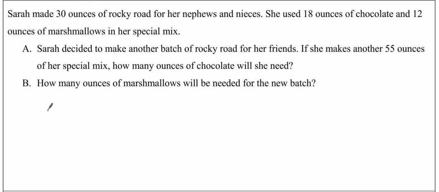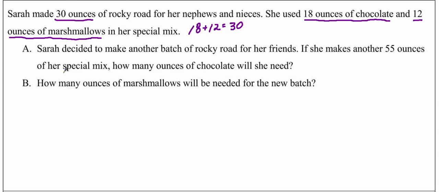All right, so here goes Sarah. She makes Rocky Road using 18 ounces of chocolate, 12 ounces of marshmallows. That's how she gets the 30: the 18 ounces of chocolate plus the 12 ounces of marshmallows gives her 30 ounces of Rocky Road. Everything in the Rocky Road is either marshmallows or chocolate. The first question asks, if Sarah decides to make another batch of this, she makes 55 ounces now. How many ounces of chocolate will she need?